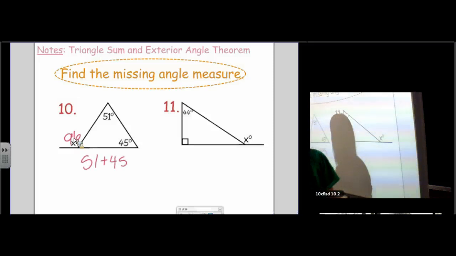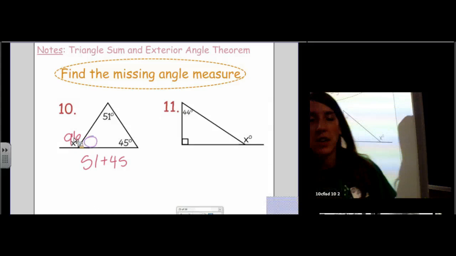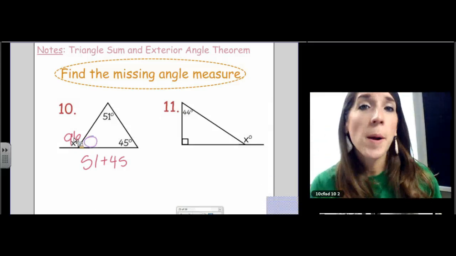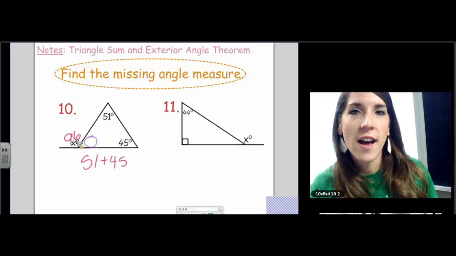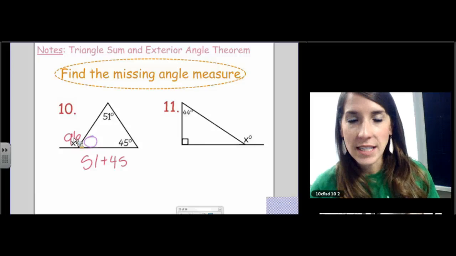It's a shortcut. Could she have found this angle? Could she have added those, subtracted from 180, found the purple angle, then found the linear pair of the purple angle? Well, sure she could have, but that's a lot more steps. This is a shortcut.